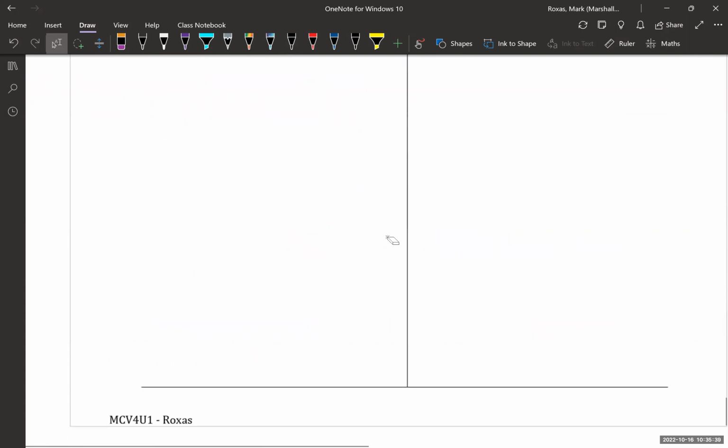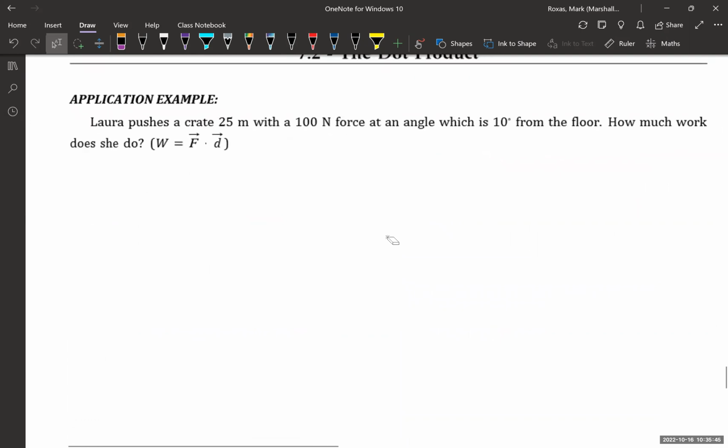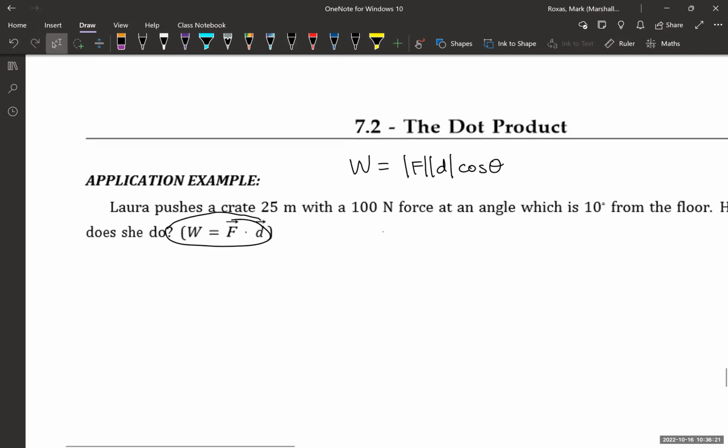A couple of application and thinking examples here. So here's an application problem. Laura pushes a crate 25 meters with 100 Newton force at an angle which is 10 degrees from the floor. How much work will she do? So in physics, work turns out to be a dot product. Because if you've studied physics and you studied the concept of work, you might recall that work is just the magnitude of the force times the magnitude of the displacement, maybe use the letter S instead of D, times the cosine of the angle between the two vectors. And that's what is a dot product. So work is just a dot product between the force acting on the object with its displacement.